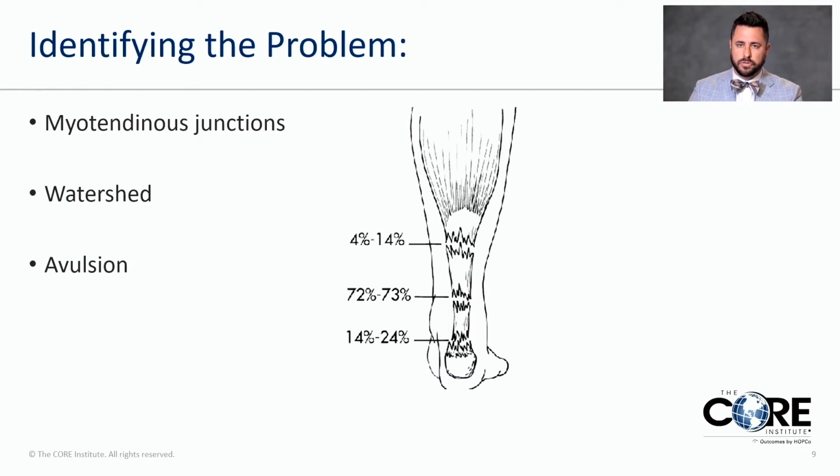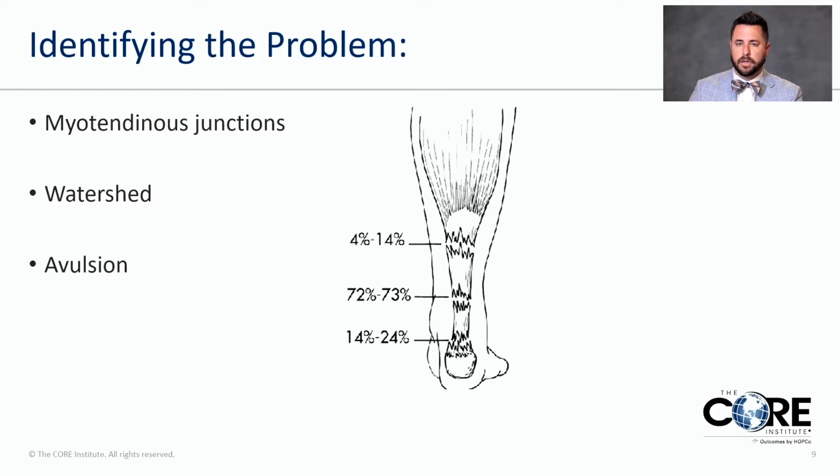Once I've identified that there is an Achilles tendon injury, I have to start working through at what level the rupture occurred. As athletes and people who do extensive walking, you can tear the Achilles tendon at multiple different spots. Typically, it's called the watershed area, and it's that 6 centimeter proximal rupture site, just above where it says 72 to 73%.